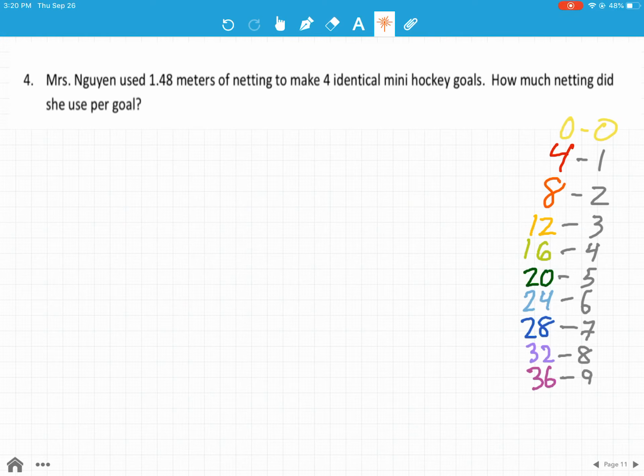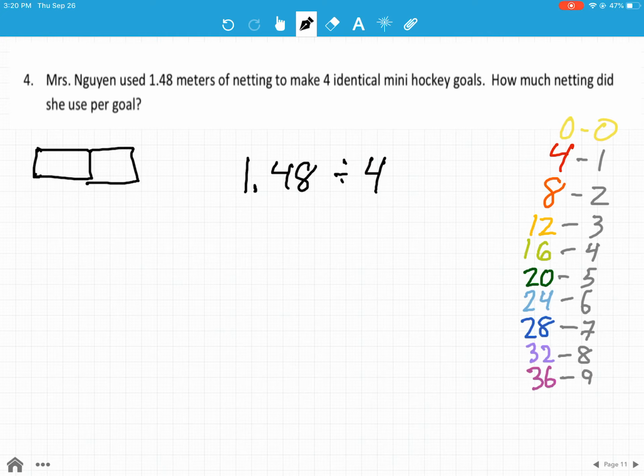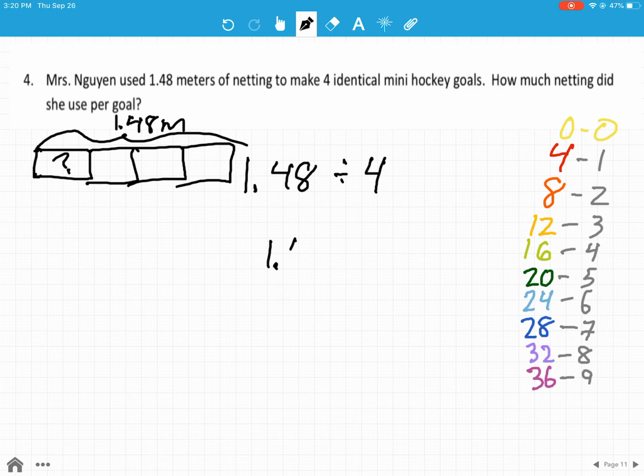All right, so here we have Miss Nguyen used 1 and 48/100 meters of netting to make 4 identical mini hockey goals. How much netting did she use per goal? All right, our problem is 1.48 divided by 4. I can show that in a picture. I have 4 nettings, and the total is 1.48 meters, and we need to find out what's in the middle. So 1.48 divided by 4.